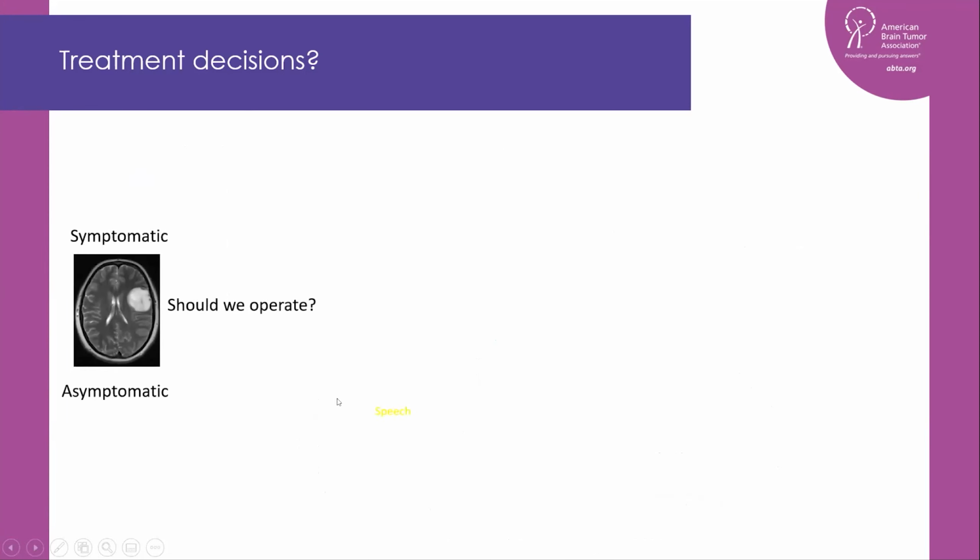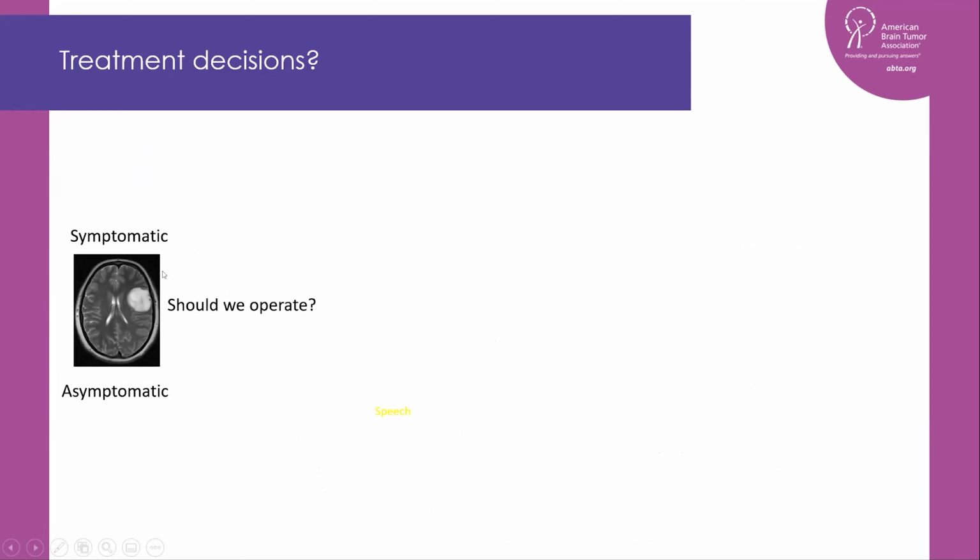Now let's change that to seeing something like this. Let's say we have a scan after somebody falls and there is no symptom, it's an asymptomatic person, but this is what we see. Now this is a mass. So this is not like the previous scan. Here, we would not hesitate to say, we need to find out what this is. This is a growth that's causing some pressure effects, and I think we need to find out what that is.